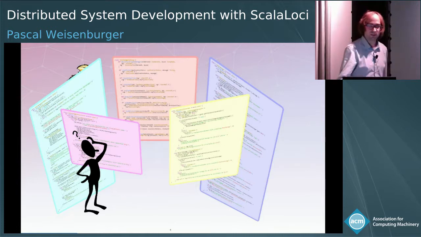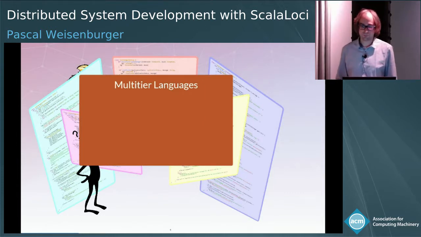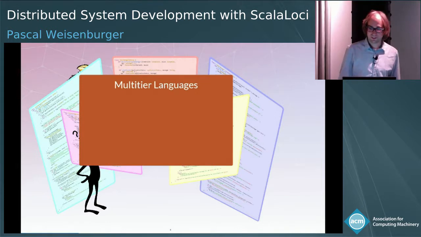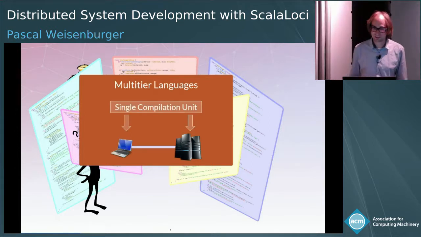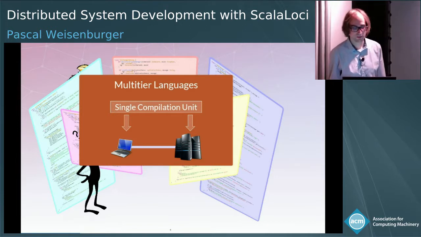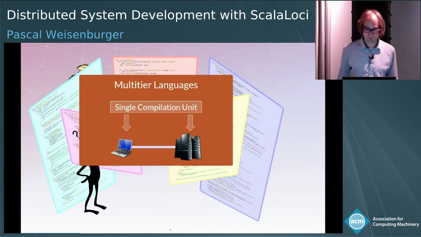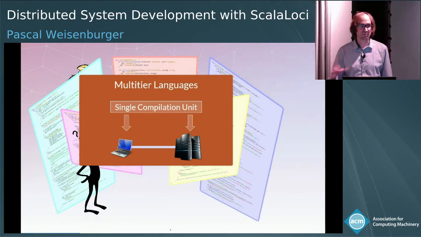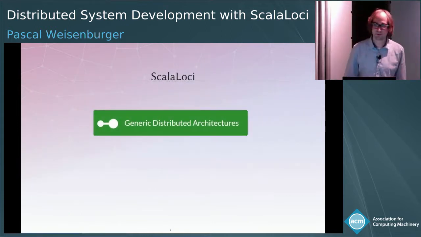There's a class of languages called multi-tier languages, which allow you to implement a distributed application in a more coherent way. Multi-tier languages emerged in the web setting to ease the development of web applications. The idea there is that you write your entire web application in a single compilation unit, and then the compiler generates the code for the client and for the server automatically. Since these languages focus on web applications, this in particular means that they only support the client-server model, which is not enough for many types of real systems, like the one I've shown you on the slide, which consists of multiple different components. So ScalaLoci addresses multi-tier programming for generic distributed architectures.